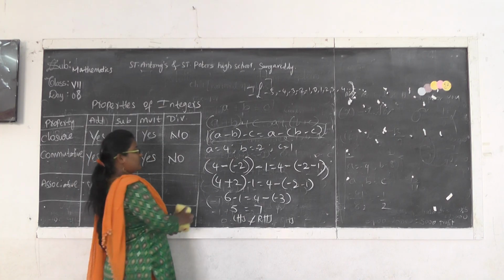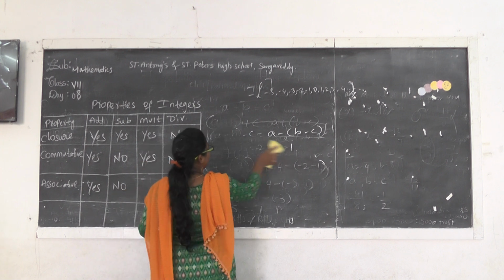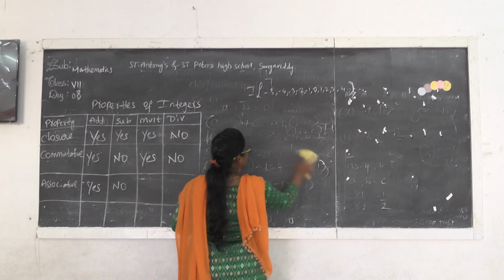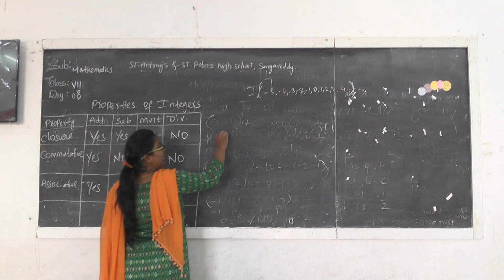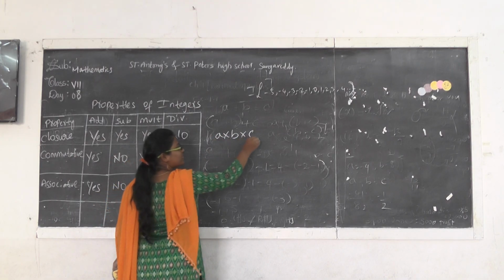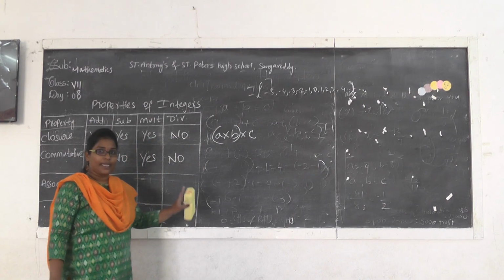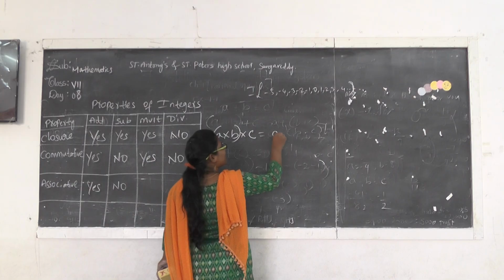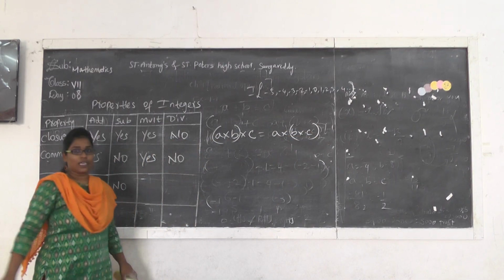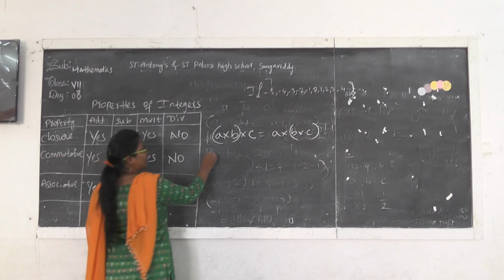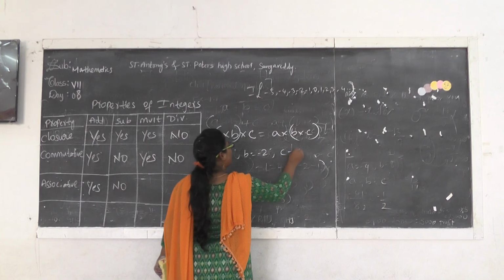Understand? Now let's solve for multiplication. See, writing associative property is very easy. Don't be confused. Look here. Under multiplication, we just have to change the symbol. (A into B) into C equals A into (B into C). First we have to keep the brackets for only A into B, and here B into C we have to solve as one rule. Now let's check. A equal to 4, B equal to minus 2, C equal to 1.